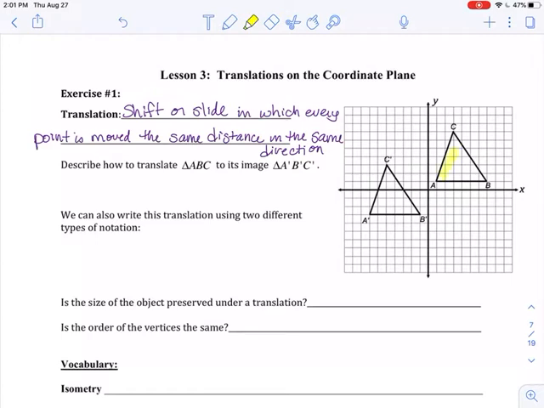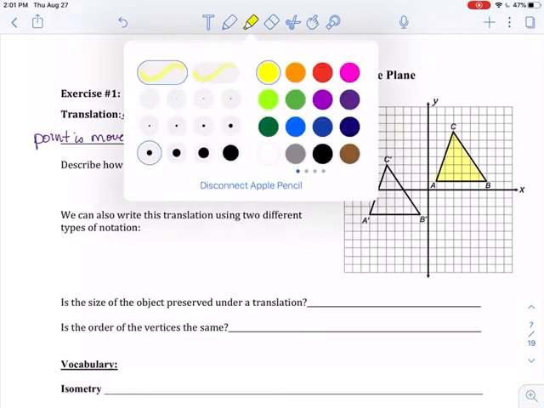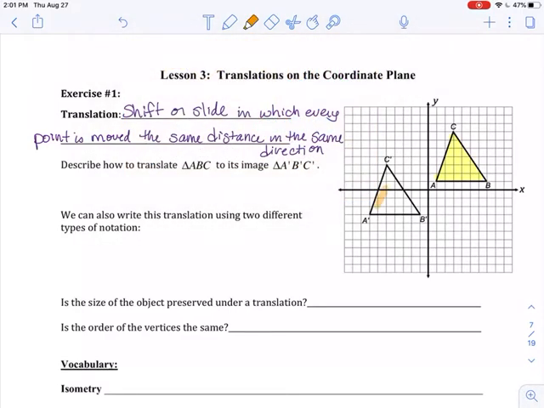So I have two triangles here. I got the first one, ABC. Now that's my pre-image. That's the original. I know that because I just have ABC versus this one down here says A prime, B prime, C prime. So this one right there is the image. That's what it became. And this original one I refer to as my pre-image.